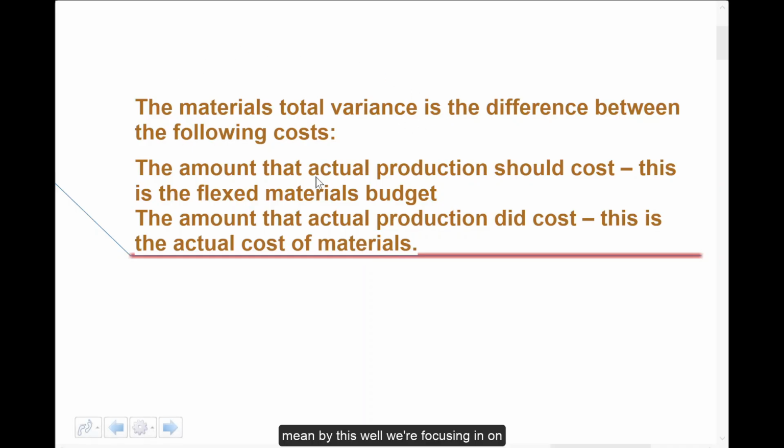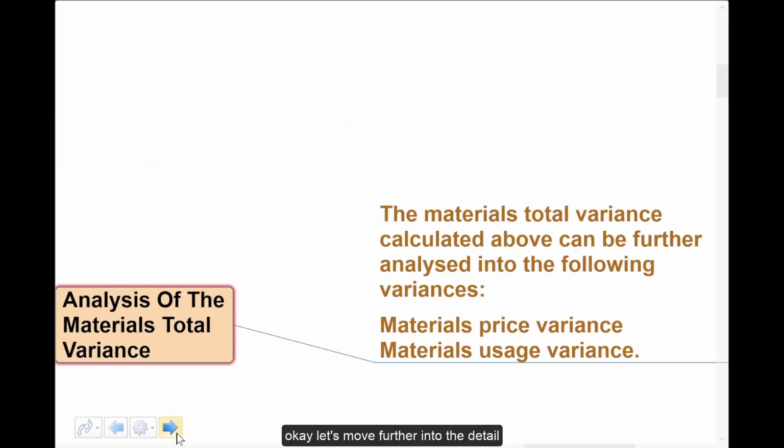Well, we're focusing on the total variance. Now remember that we saw with sales that the total sales variance can be broken down into price and volume. Same thing here, but we're talking about usage. So in essence, this total materials balance that we've experienced, once we do our analysis, is really the difference between what it should cost our production and what it did cost.